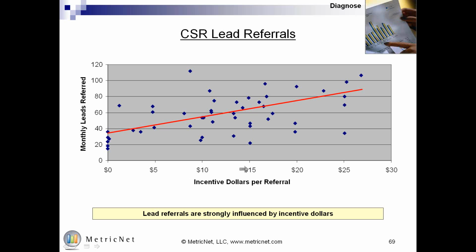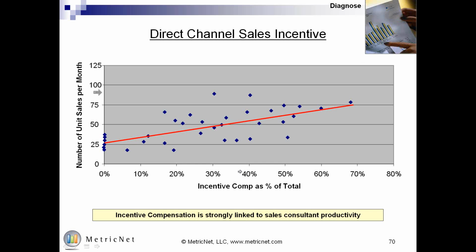You can see that as the incentive dollars per referral increase, the monthly leads that are referred also increases. And then finally, if you look at incentive compensation as a percentage of total compensation, this would be, again, among agents that work in sales call centers. One call center, one data point here shows that 70% of the agent's compensation is incentive compensation.